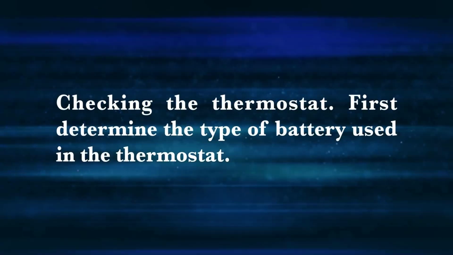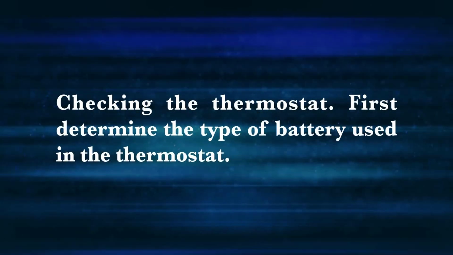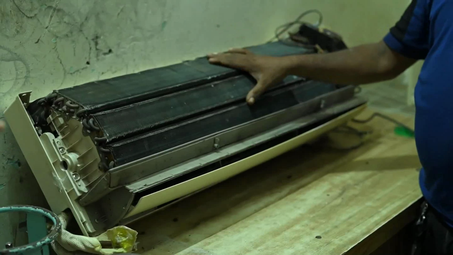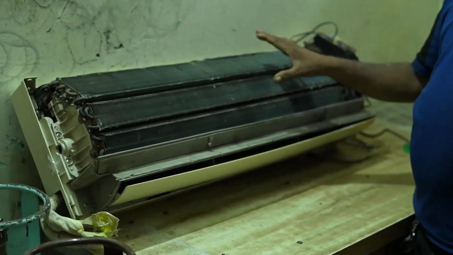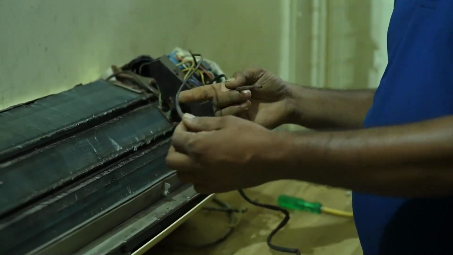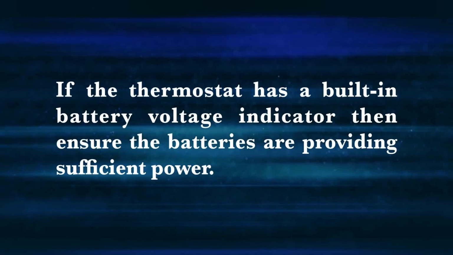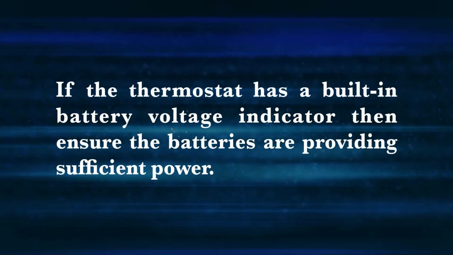Checking the thermostat is another maintenance step. First, determine the type of battery used in the thermostat. Some thermostats use standard alkaline batteries, while others may use lithium or rechargeable batteries. It is usually located on the back or underside of the thermostat cover. If the thermostat has a built-in battery voltage indicator, then ensure the batteries are providing sufficient power.